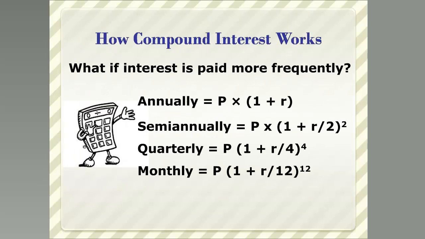Banks and other financial institutions offer various ways of calculating compound interest. To calculate interest compounded more than once a year, you must first find the periodic rate. Let's say your annual interest of 6% is compounded semi-annually, or twice a year. The periodic rate would be 3%. The quarterly periodic rate would be 1.5%, and the monthly periodic rate would be 0.5%.